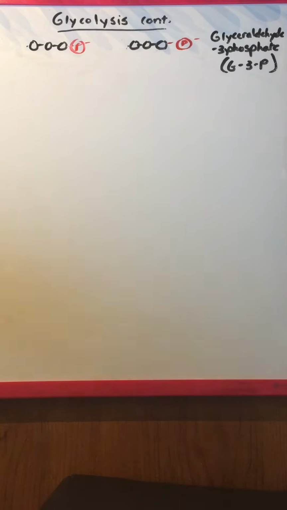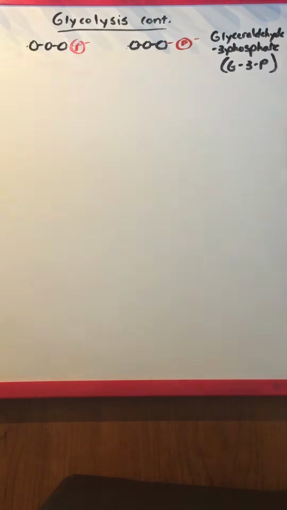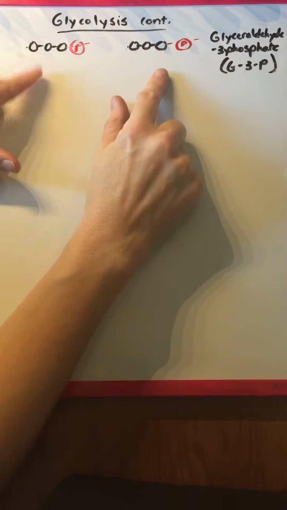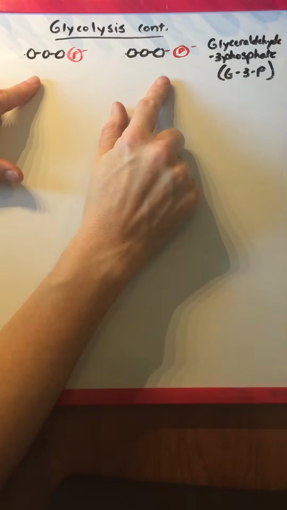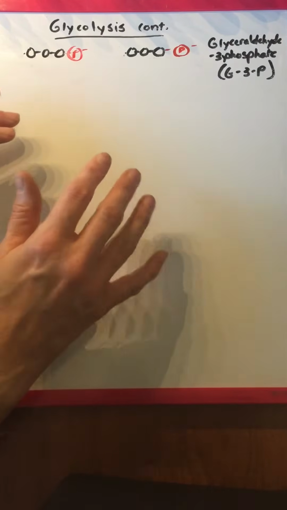Alright, we're going to continue our discussion of glycolysis in this video. Last video we covered the energy investment step and the lysis step of glycolysis. And at the end we ended up producing 2 molecules of glyceraldehyde 3-phosphate, also known as G3P. So in this step, we're going to try to capture some energy in the form known as ATP.